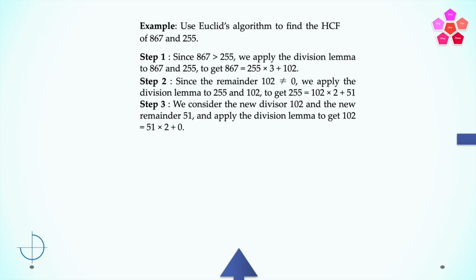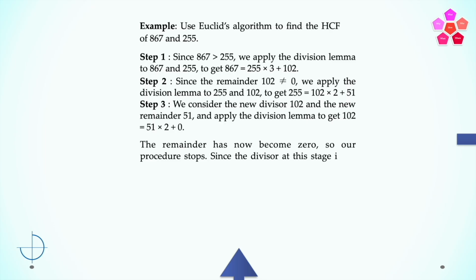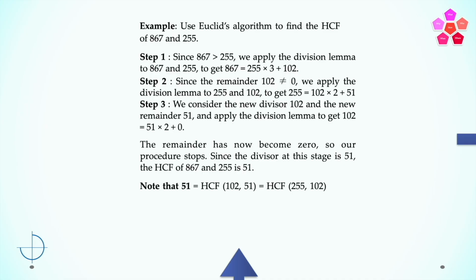Now we see that the remainder has become 0, so our procedure stops. Since the divisor at this stage is 51, the HCF of 867 and 255 is 51. It is important to note that 51 is the HCF of 102 and 51. It is also the HCF of 255 and 102, and it is also the HCF of 867 and 255.